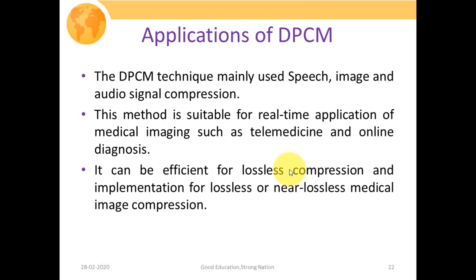DPCM techniques are mainly used in speech, image, and audio signal compression, since we want to pass more and more data with a fewer number of bits. This method is suitable for real-time applications of medical imaging, such as telemedicine or online diagnosis. It can be efficient for lossless or near lossless medical image compression. If we are doing some medical tests and getting certain images, then obviously we want to transmit those images without a significant amount of loss. We always want to pass them from one point to another. For that sake, DPCM has been used.